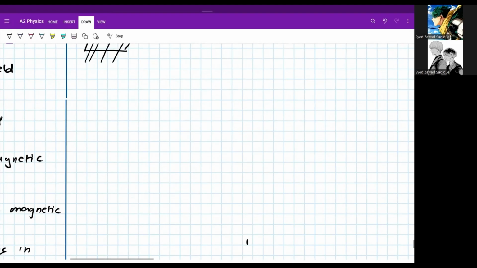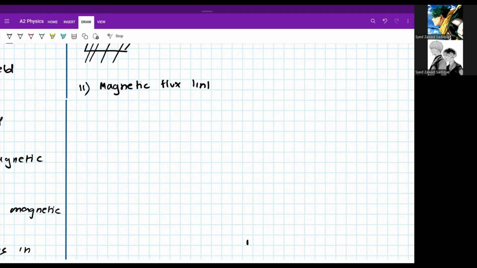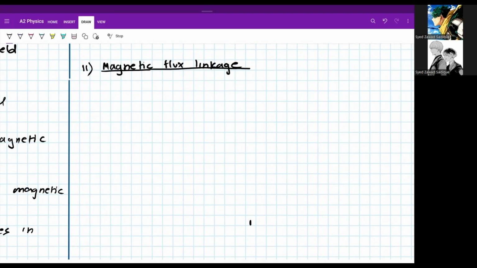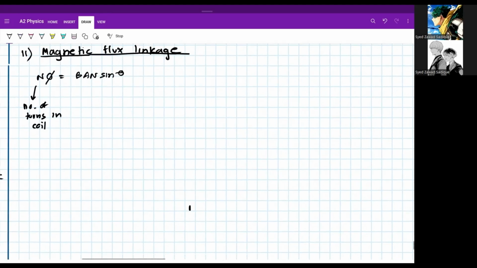Now, concept 11 is magnetic flux linkage. There are two formulas for magnetic flux linkage. That is N phi equals BAN sine theta, where N is the number of turns in the coil. The idea is something like this.